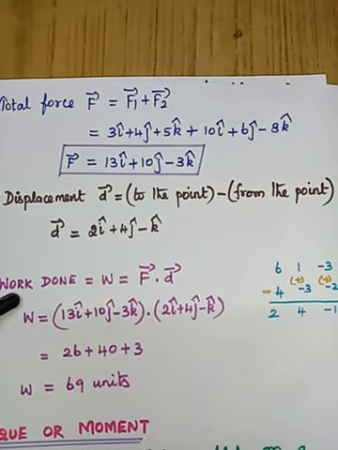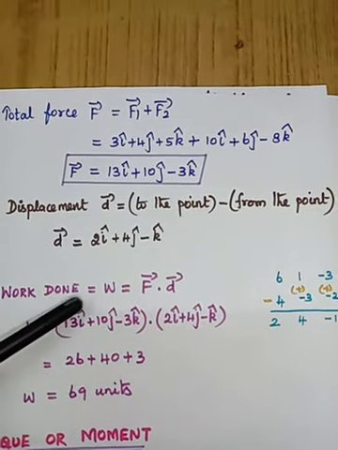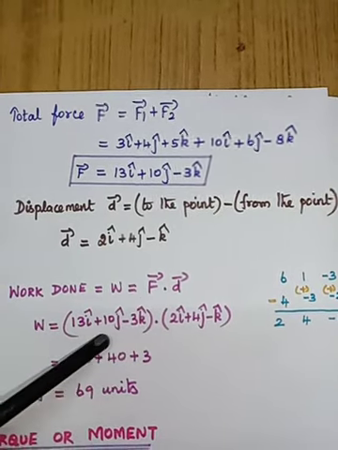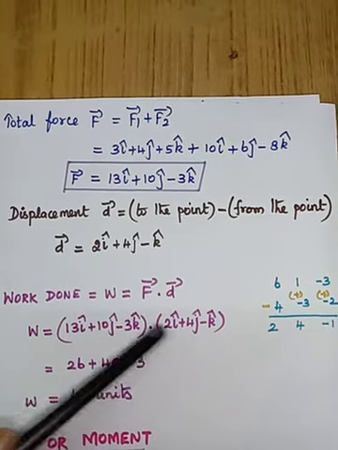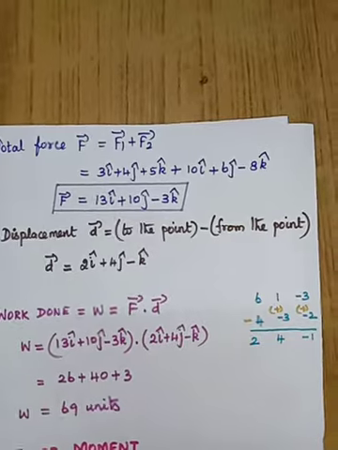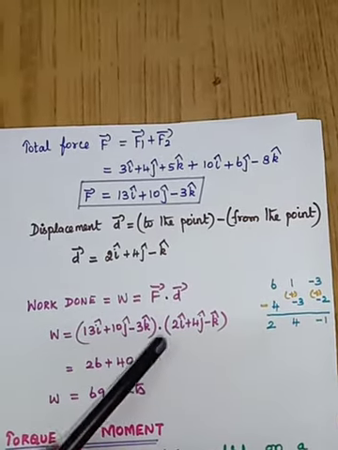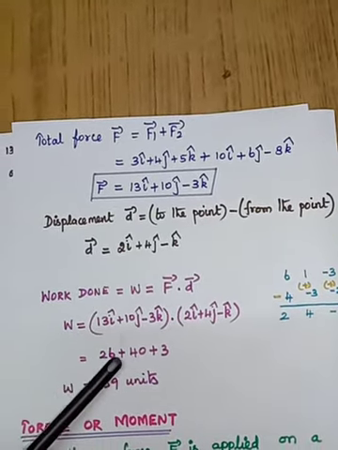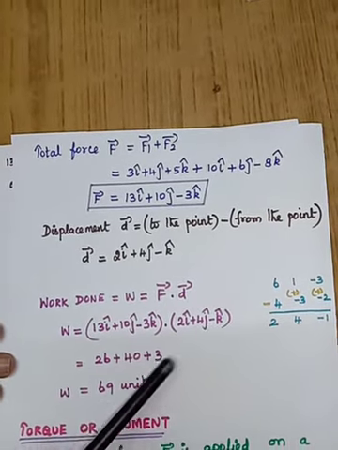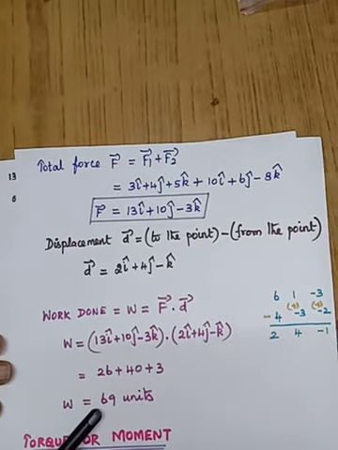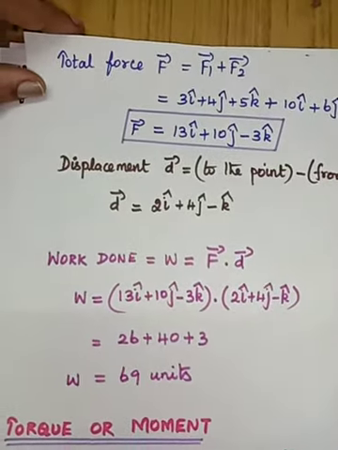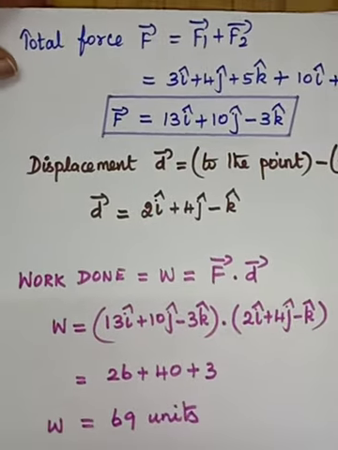Then what is asked? Work done by the forces. So here W is equal to F vector dot D vector. So F vector is written here dot D vector. So you have to take the dot product between them. So same components has to be multiplied. So 13 into 2, 26 plus 10 into 4 is 40, minus 3 into minus 1 is plus 3. So the work done is 69 units. So using dot product, we have found the work done by the forces.